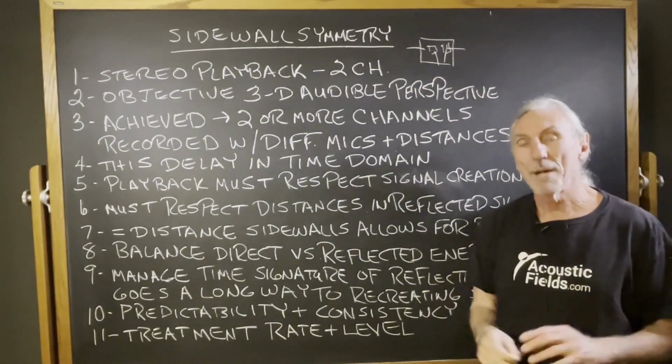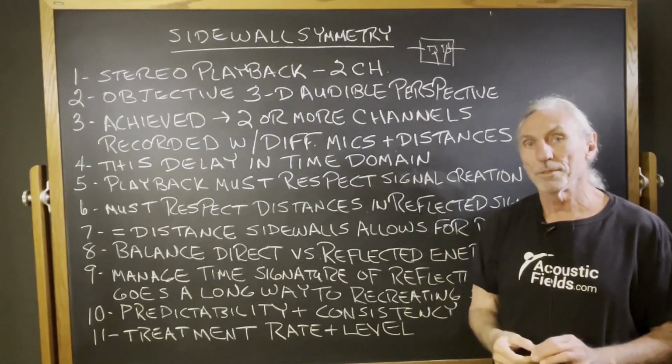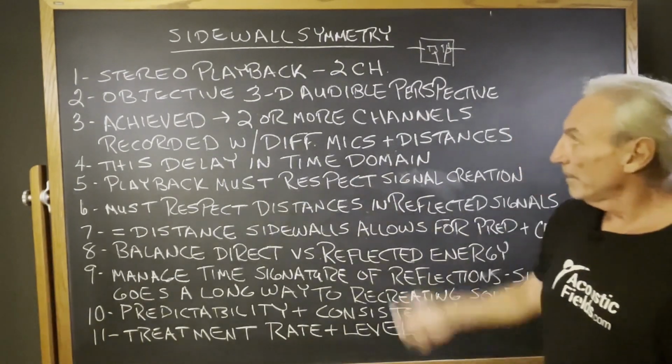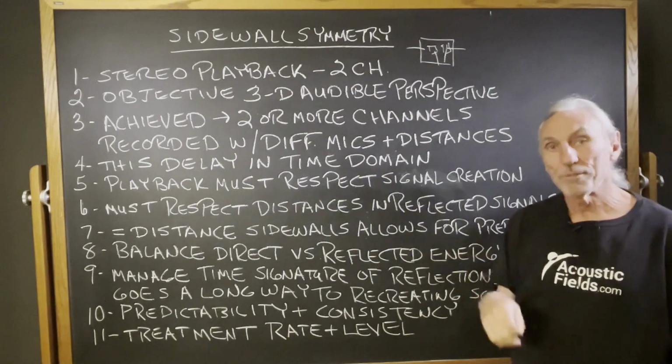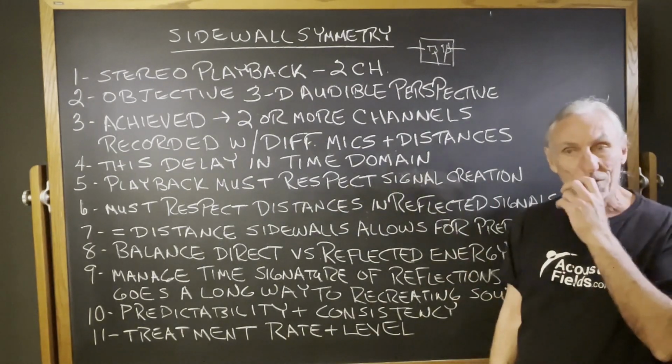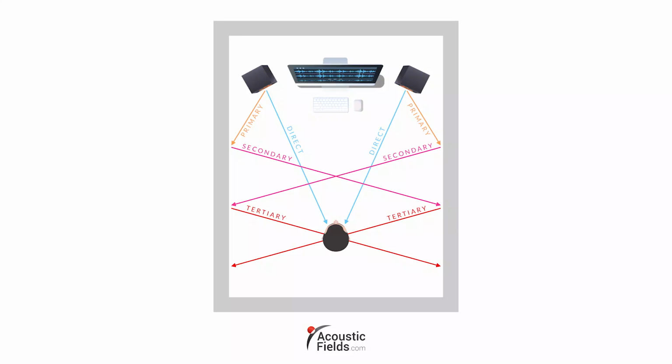Now, that primary reflection, which we're all familiar with and we've all heard about, that's critical. But we also have the secondary and the tertiary, as you can see in this graphic here. That sidewall distance, we have to have balance. We have to have symmetry. If we're 3 feet from the right channel, we have to be 3 feet from the left channel.